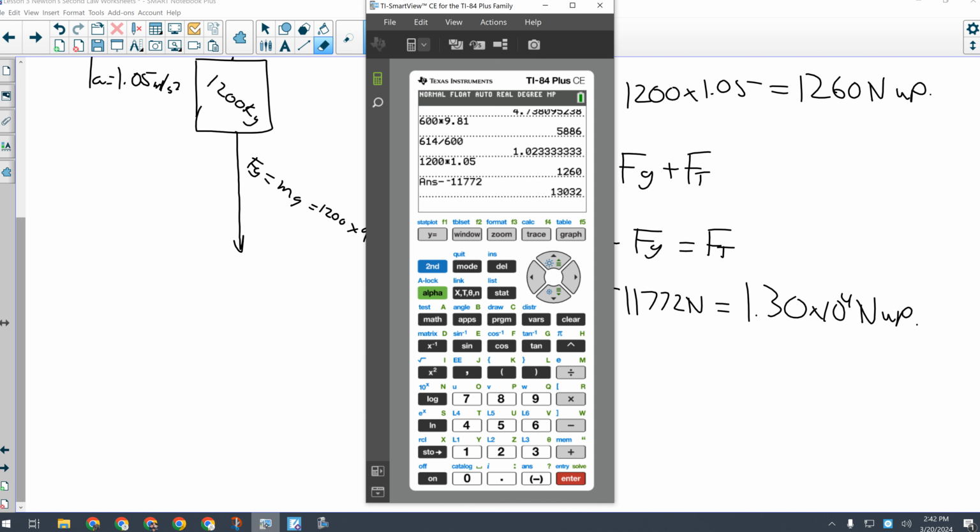So when I do that one, I'll have negative 1,260 minus negative 11,772. And I get 1.05 times 10 to the 4 newtons up. Still have to pull up. I'm essentially lowering the elevator. You don't just go ah, and let go. I mean that lowers the elevator, but it kind of does it at a very undesirable rate.